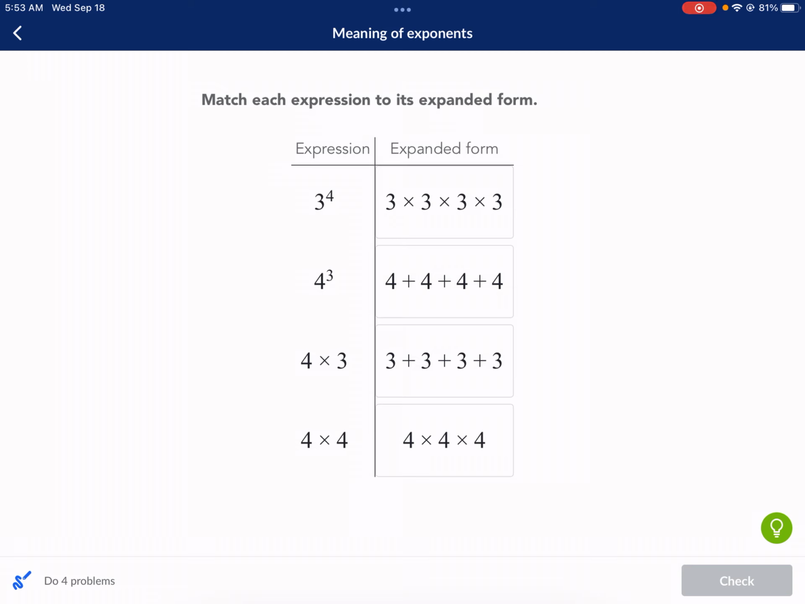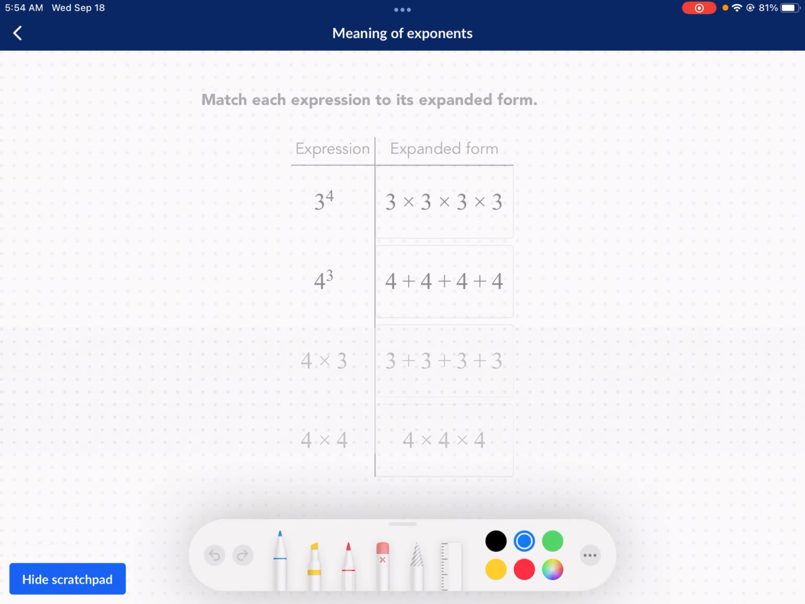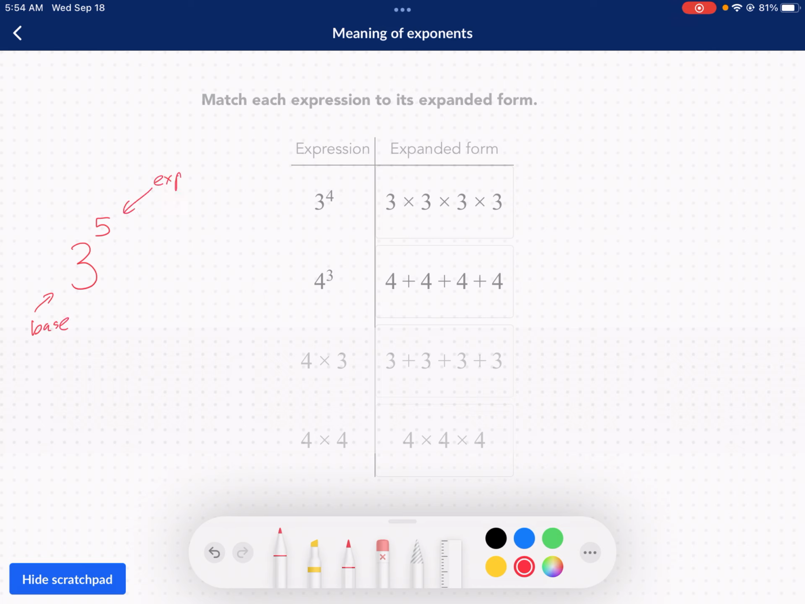First question says, match each expression to its expanded form. So we have to understand what expanded form is and what exponents are. An exponent is a number with a base and an exponent, also called a power. The exponent tells us how many times we are going to multiply the base by itself. Here we have our base of 3, and the 5 tells us how many times we multiply it by itself. Let me show you.